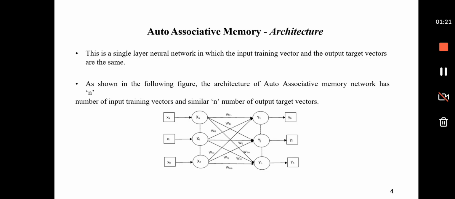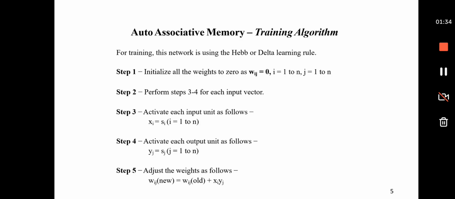See the picture, it is a single layer neural network. The number of input neurons and output neurons are equal. This pattern is used for both training input and target output. Let's see the training algorithm.